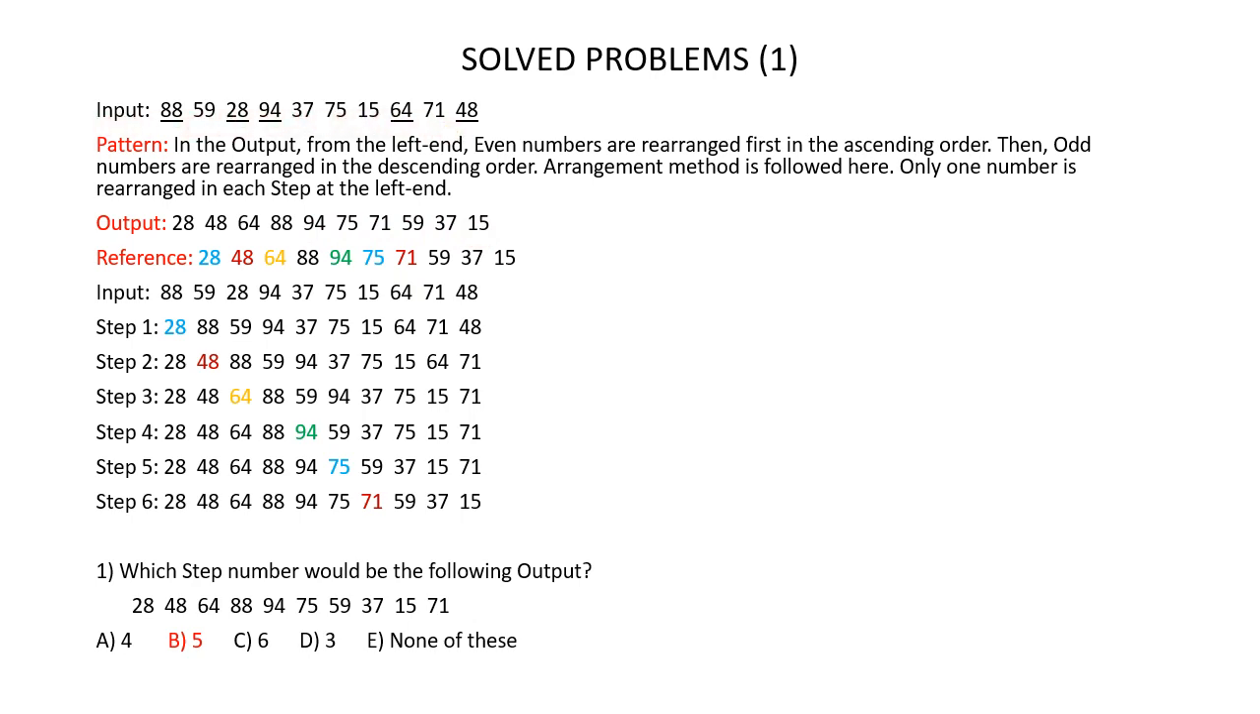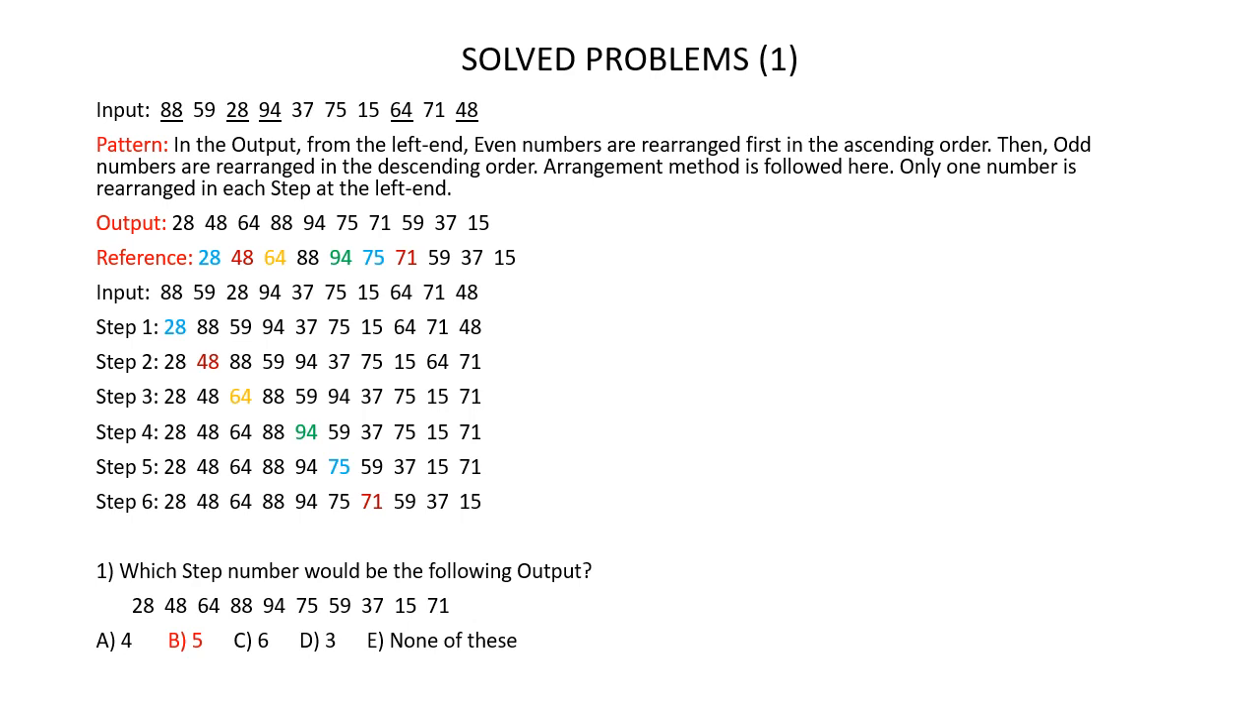Clearly you can see that in this output from the left end, even numbers are rearranged first in ascending order, then odd numbers are rearranged in the descending order. Let's now find the rearrangement steps between the given input and this final output. To make this task easy, fast and accurate, first let's write a reference line of numbers which can be used while finding out the rearrangement steps.